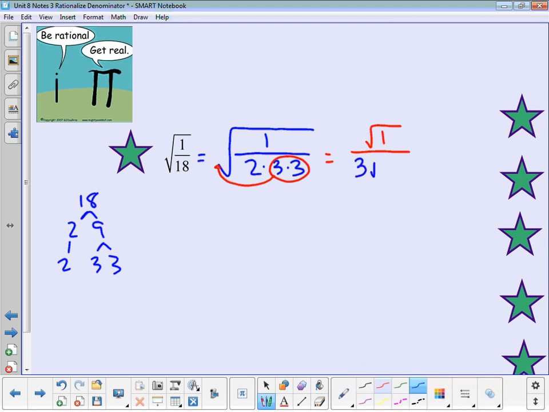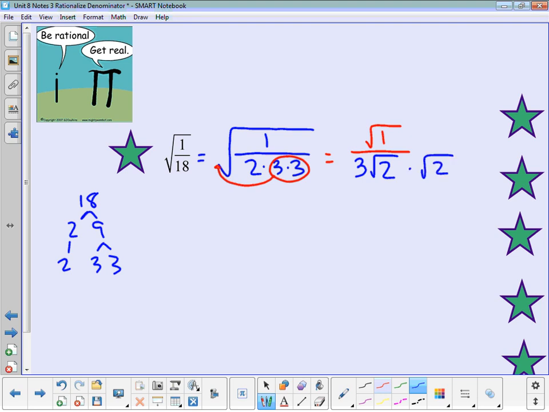So now I have to look at what's left in the denominator. I've done all the simplifying that I can do, but I cannot leave the square root of 2 in the denominator. If you found the square root of 2 on your calculator, it would be a decimal that does not repeat and does not end. So we have to fix that. We have to get that out of there because that's an irrational number. So in order to fix that, I'm going to square it. I'm going to multiply it by itself.